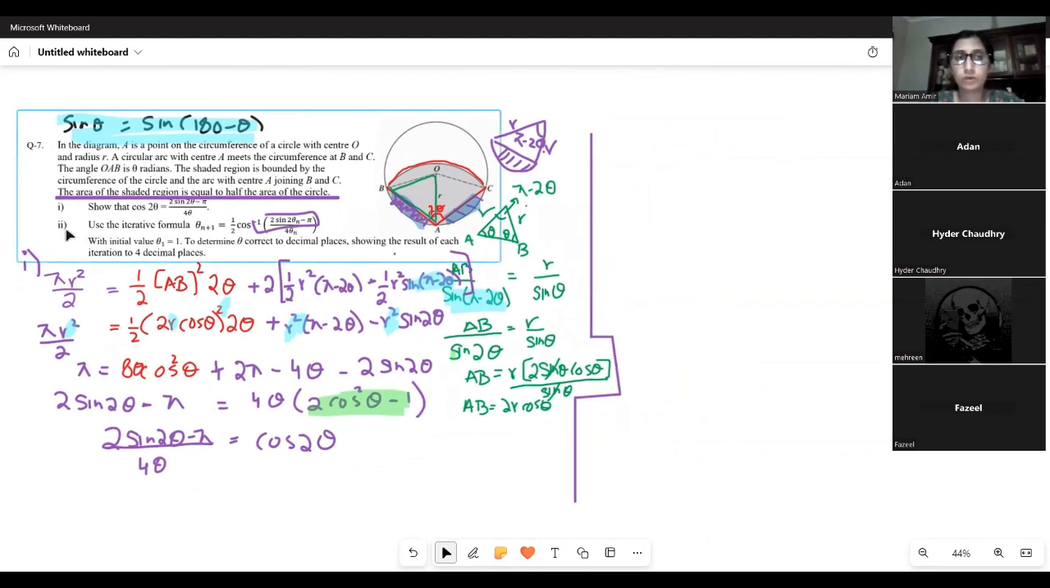Anybody else who struggled with question 7 part 2? If not, then we move on. I think 11 was the last question we did yesterday, so we start from 12 today.